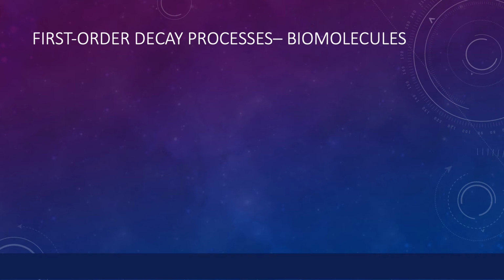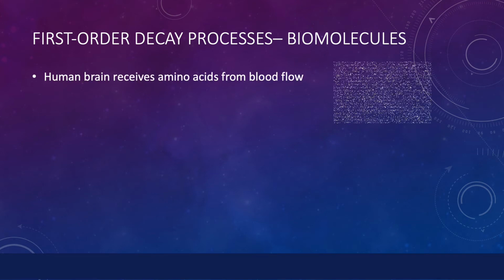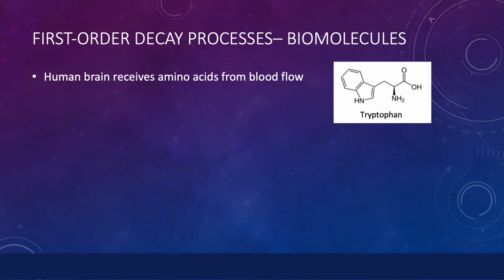Now, I will tell you first off that this is a completely fictional means for measuring a time of death. This is not the way people actually do it. It is based on a little bit of fact and a little bit of hypothesis and speculation. However, this is what generally happens. In the human brain, it receives amino acids via blood flow. So one of the amino acids is tryptophan.